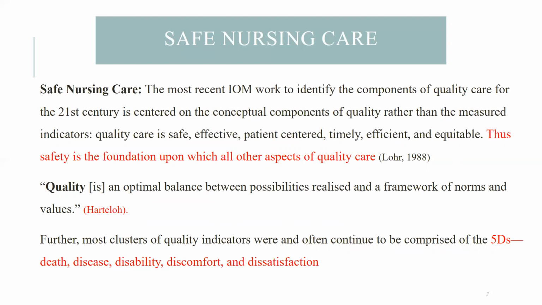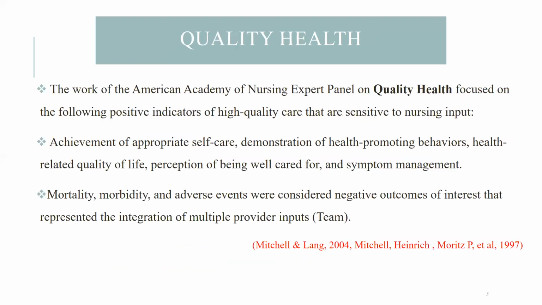So they have mentioned that they identified the components of quality care for the 21st century as centered on the conceptual component of the quality rather than the measured indicator, as I mentioned in the below 5Ds. So that conceptual indicator of quality is basically that the quality care is safe, effective, patient-centered, timely, efficient, and equitable. So this is what we will discuss in this session, like what is safe nursing care.